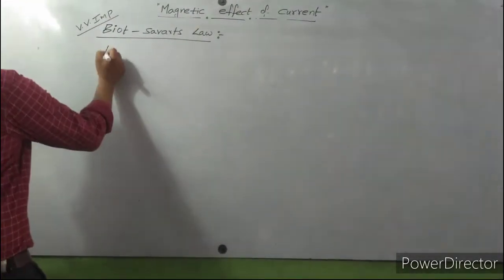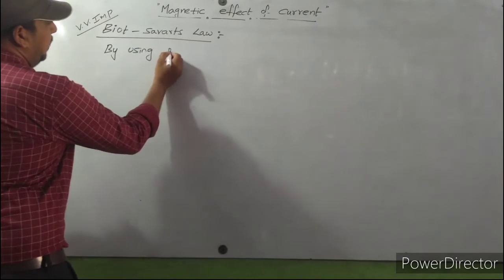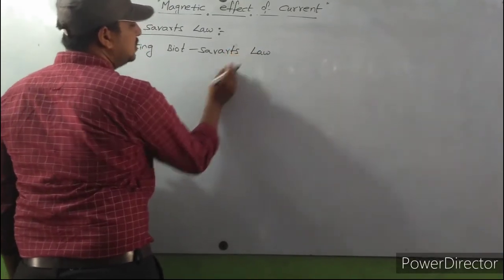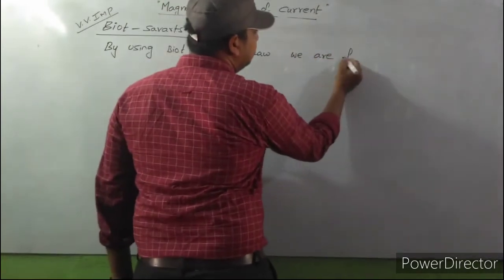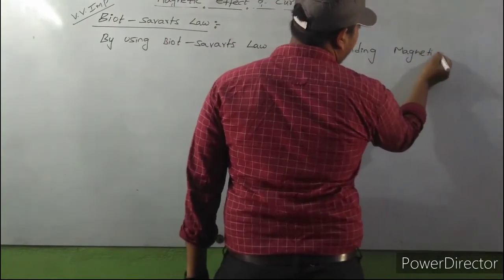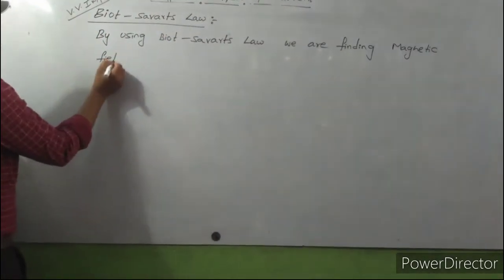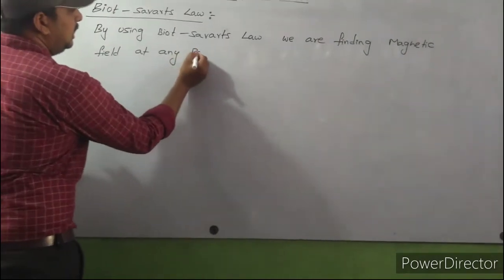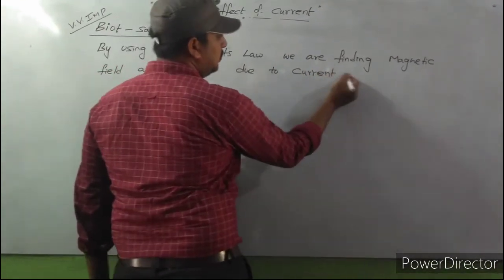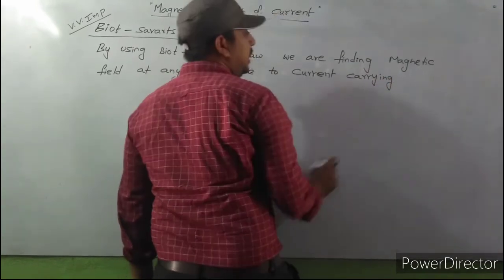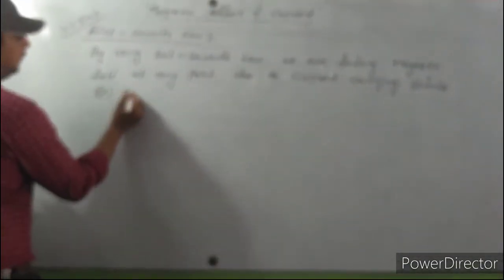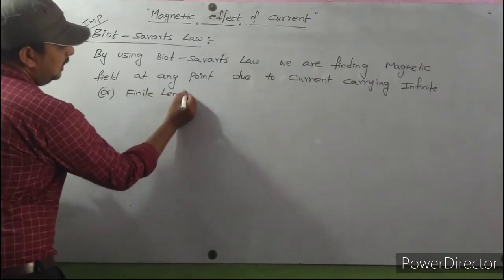So by using Biot-Savart's law, we are finding magnetic field at any point due to current carrying infinite or finite length of wire.